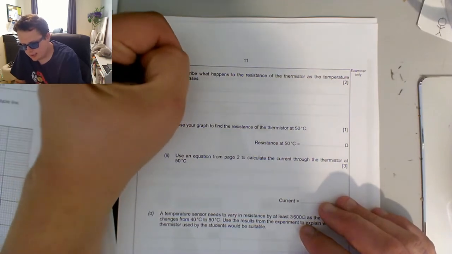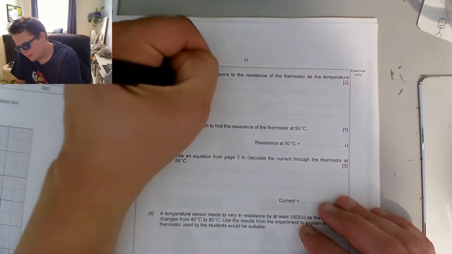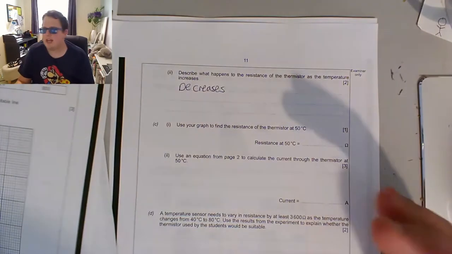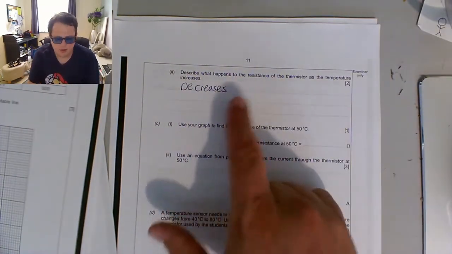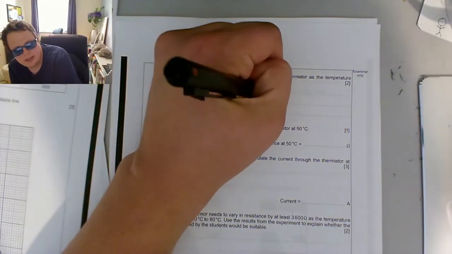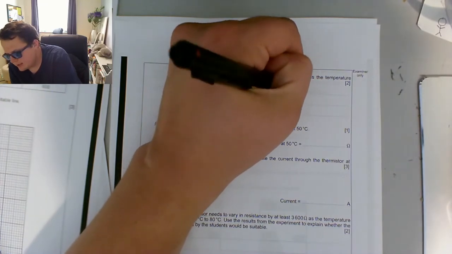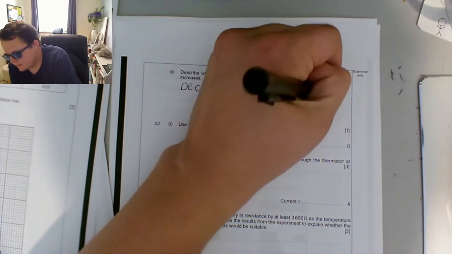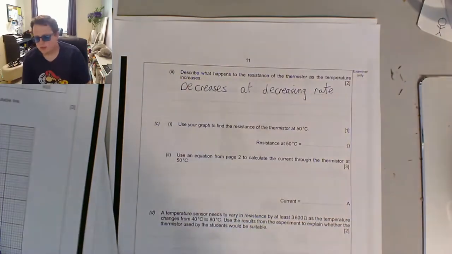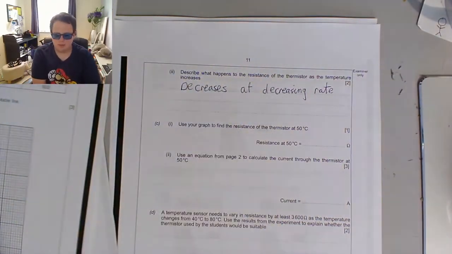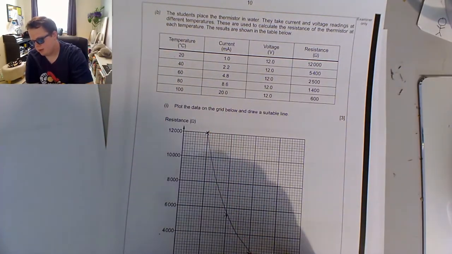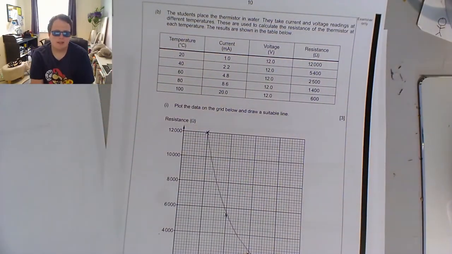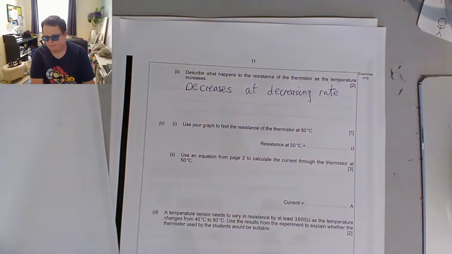So, the resistance decreases. Now, because of the way this question is asked, we can just write decreases. What happens to the resistance? It decreases. We know what we're talking about. The second mark is for saying at a decreasing rate. So 1 mark for saying decreases, 1 mark for decreasing rate. How do we know it's a decreasing rate? Because if we follow this with our pen or our ruler, the line is getting less and less steep as we go on.